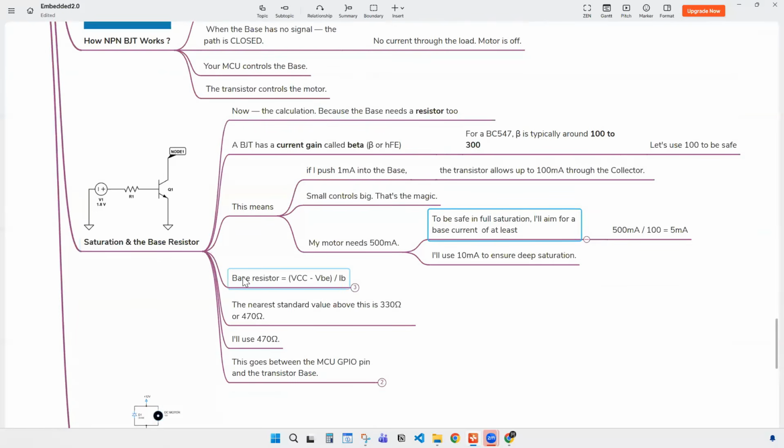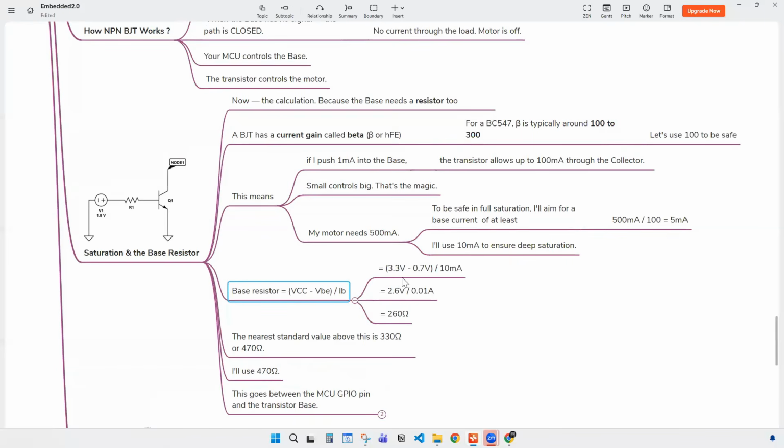So if you want to calculate the base resistor value, how can we calculate it? Base resistor equals (VCC minus VBE) divided by IB. You just see this. Here we have 3.3 volts, which is our VCC. Just consider this diagram. Your input voltage is going to be around 3.3, and VBE, the voltage across base and emitter, is going to be around 0.7 volts, divided by 10 milliamps.